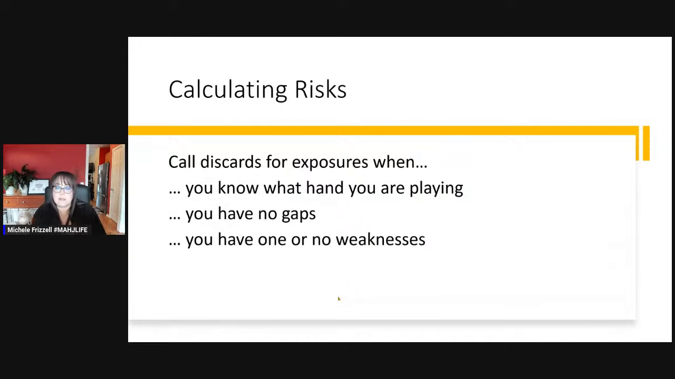Underdog, contender, front runner, those are the three positions. And you've got to consider your hand development to place yourself in one of those positions, because wherever you are in those positions is going to be proportional to the level of risk that you can take.